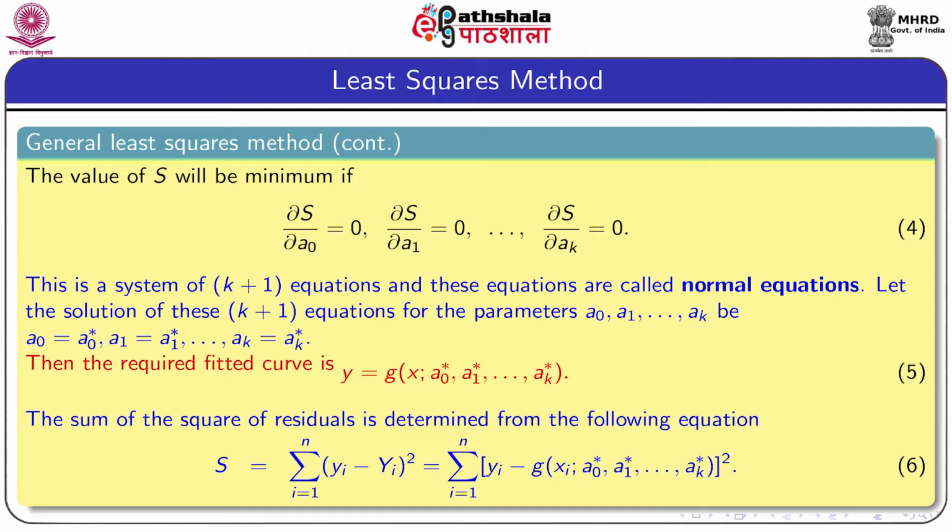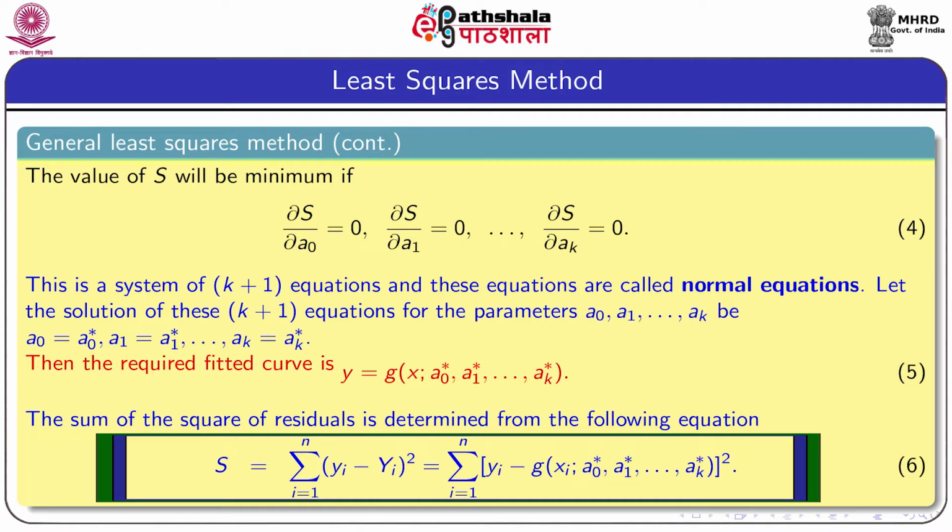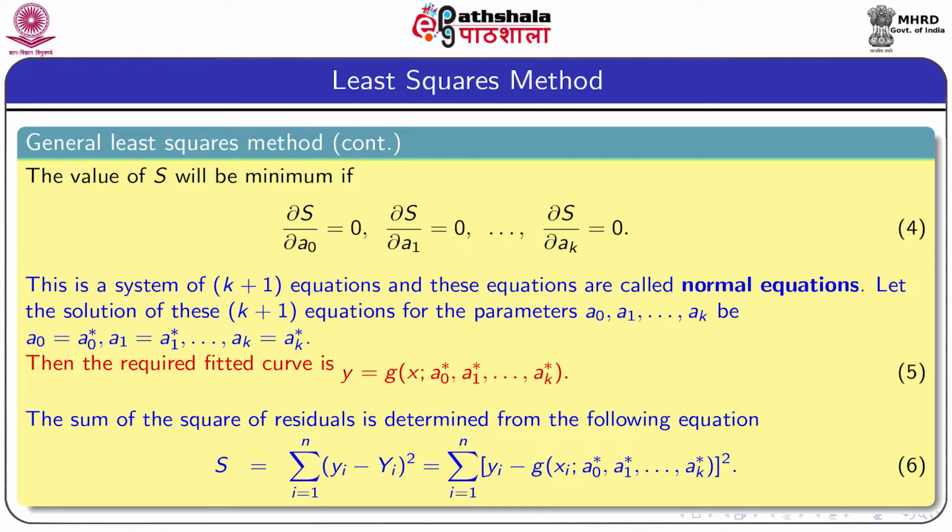Now the sum of square of residuals is determined from the following equation: s equal to summation over i equal to 1 to n of (yi minus capital Yi) whole square, equal to summation i equal to 1 to n of (yi minus g of xi, a0 star, a1 star up to ak star) whole to the power 2. So this expression gives the total amount of errors, or sum of square of residuals.